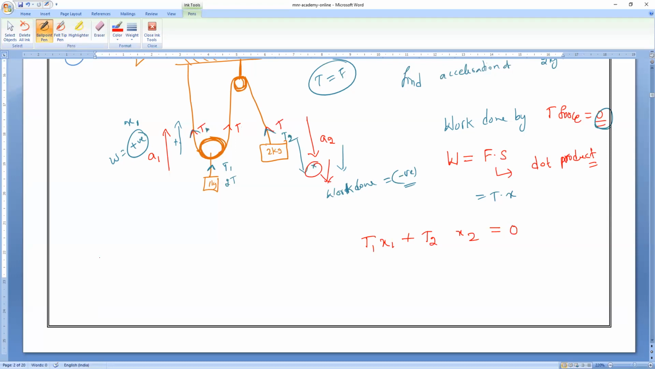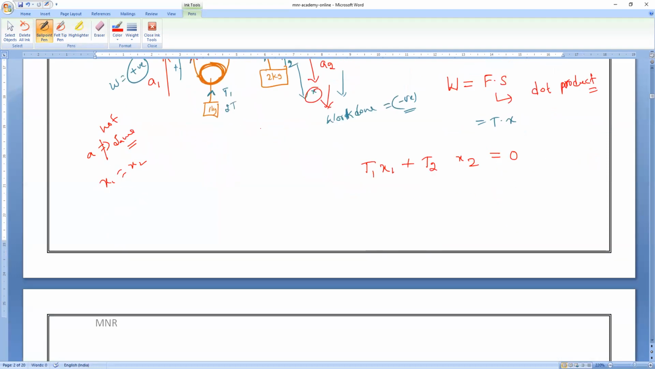So why am I not writing X1 equals X2? Anybody can tell me? Because acceleration is not the same. Acceleration is different, which means definitely both bodies cannot travel the same distance. Am I right or wrong, guys? Now this is the work done by the first body plus work done by the second body equals 0.